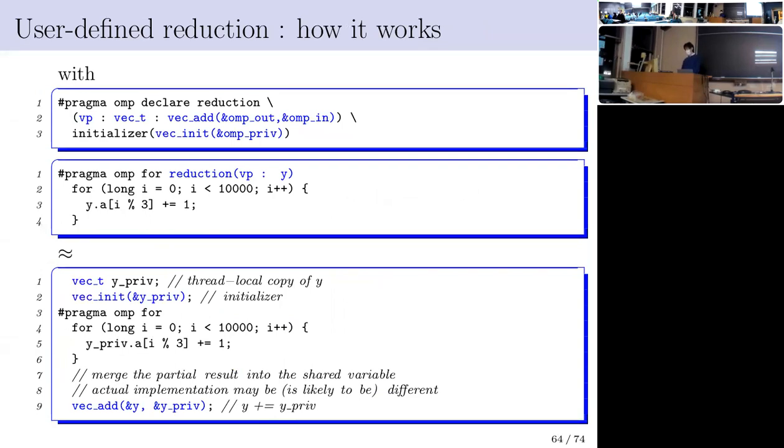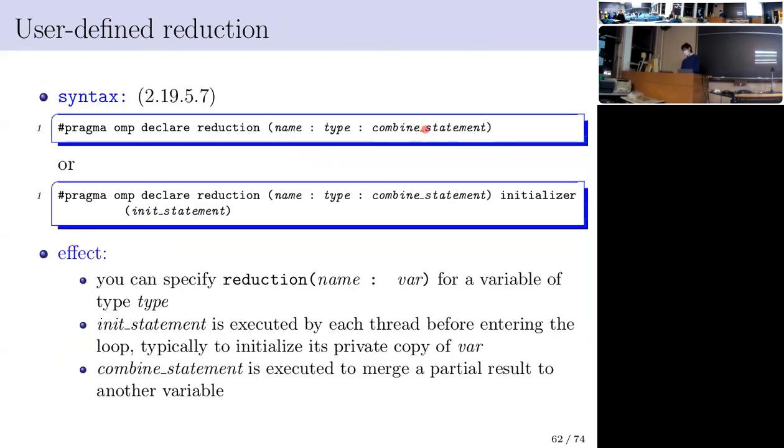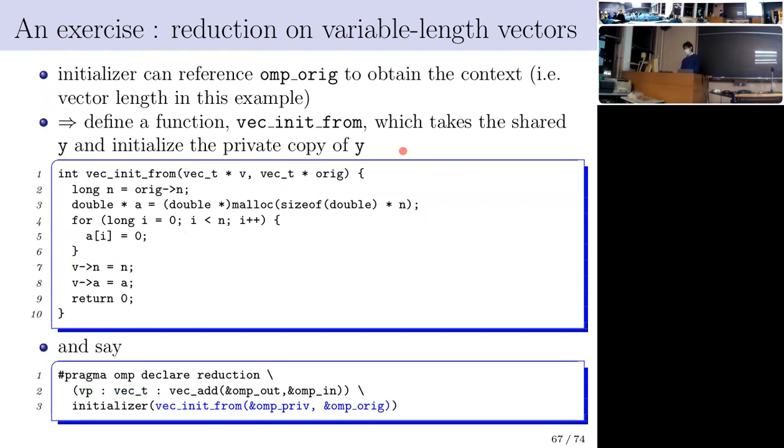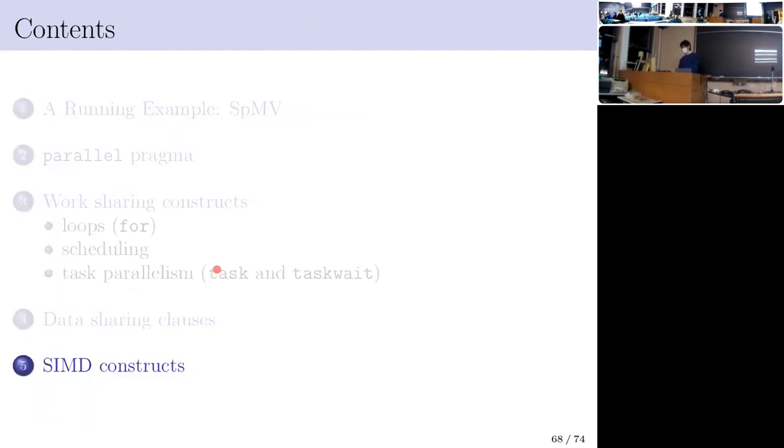Again, how it works is very similar. Each thread computes its own partial results, and afterwards, these partial results will be combined by whatever you specify by this statement. So this is how you can add a new reduction. And again, reduction is very common in parallel programming, so it's very common and useful.